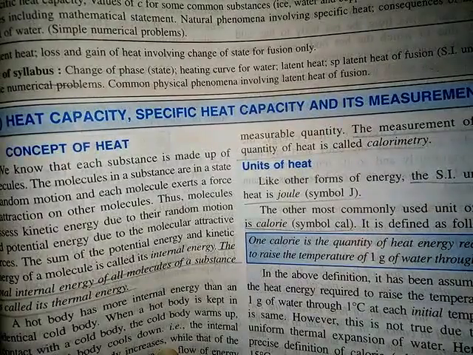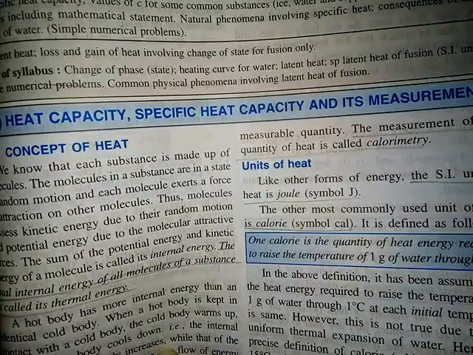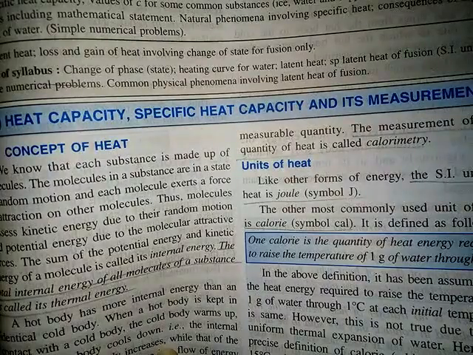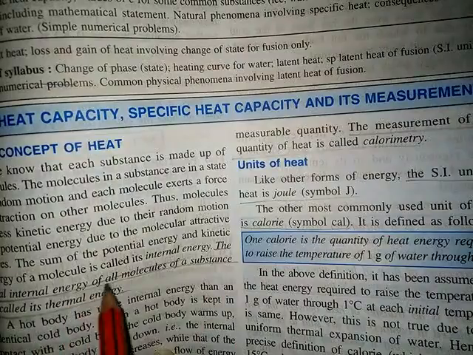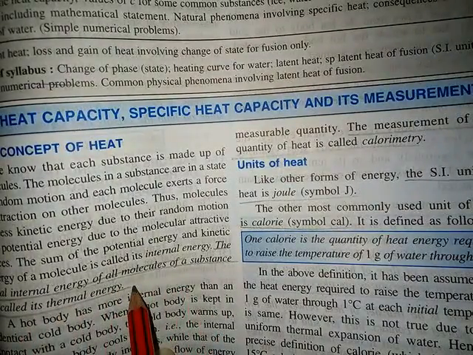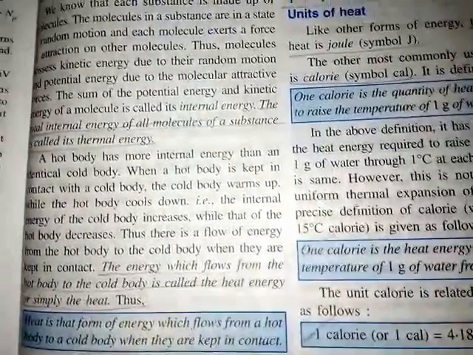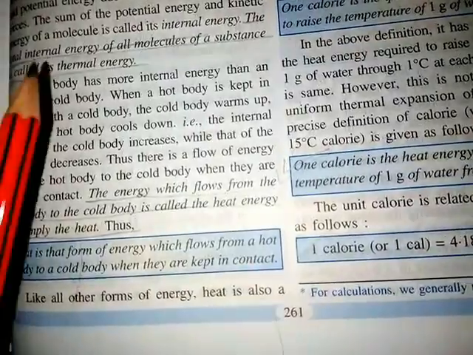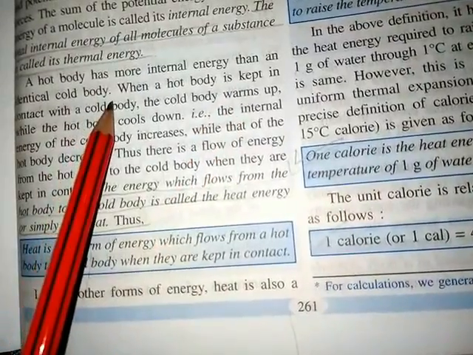Concept of heat. We know that each substance is made up of molecules, and the sum of the potential energy and kinetic energy of molecules is called its internal energy. So the total internal energy of all molecules of a substance is called its thermal energy. A hot body has more internal energy than an identical cold body.